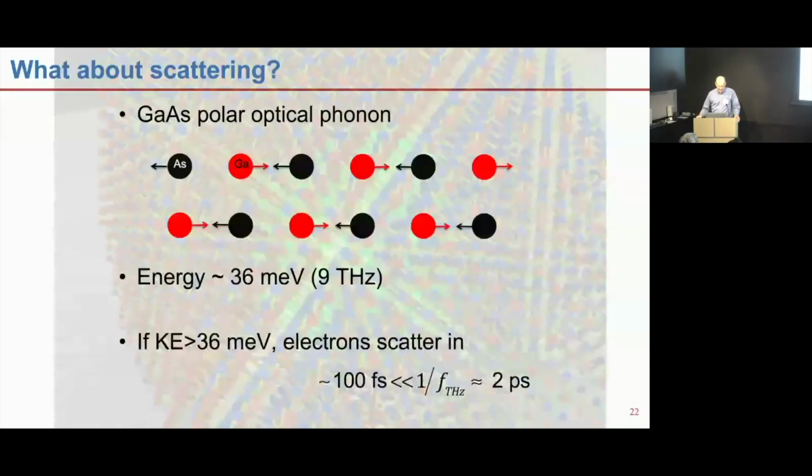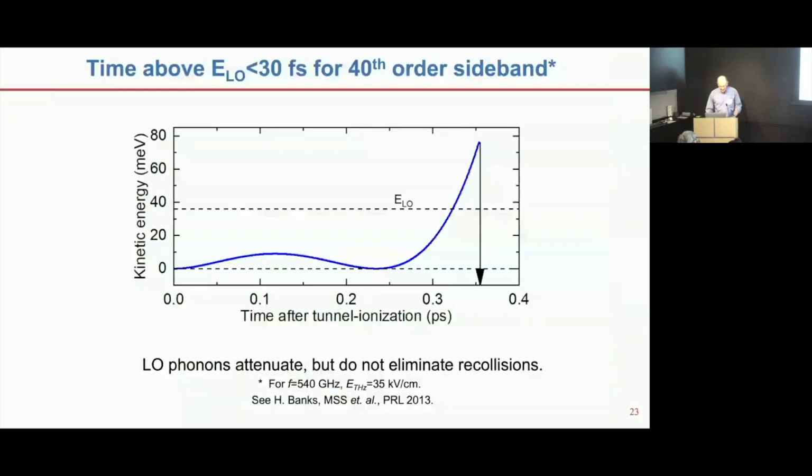Now, what about scattering? Gallium arsenide has a polar optical phonon that is quite strong. An electron with kinetic energy greater than the optical phonon energy scatters in about 100 femtoseconds, which is less than 1/10 of our period. But the reason we can see high order sidebands is that if you look at the kinetic energy of the electron hole pair as a function of time, it's not spending very much time above the LO phonon energy. This calculation for the 40th order sideband shows it only spends about 30 femtoseconds above the LO phonon energy, which isn't really enough time for it to scatter.